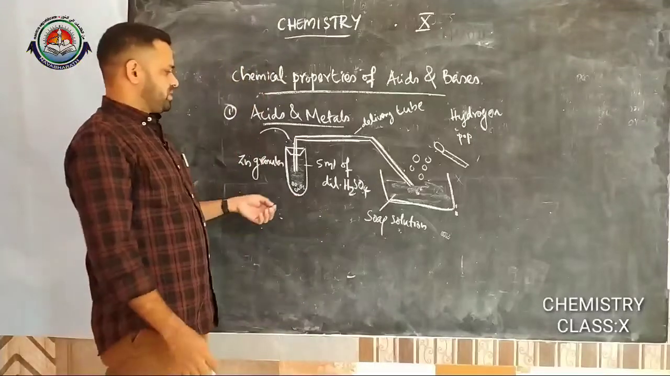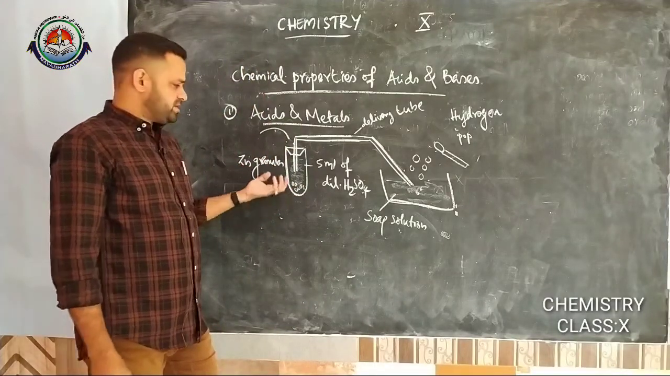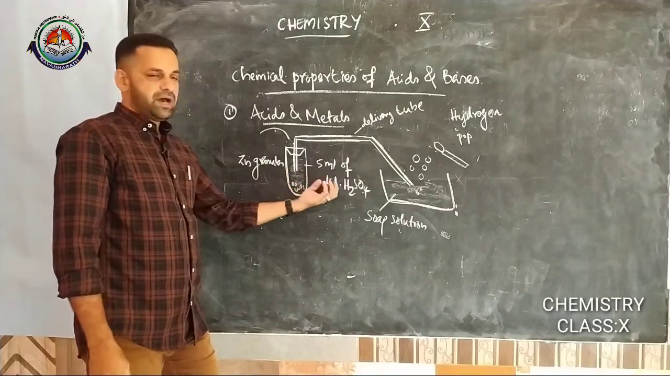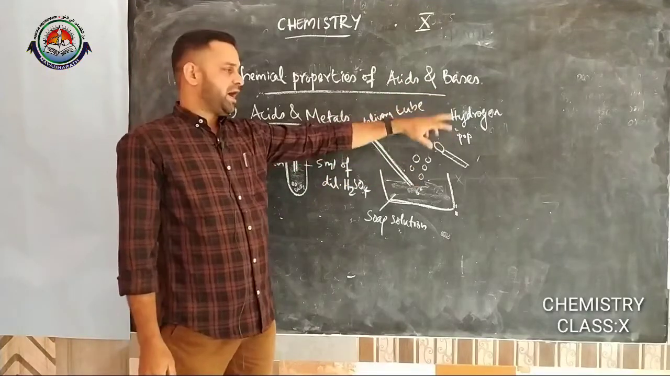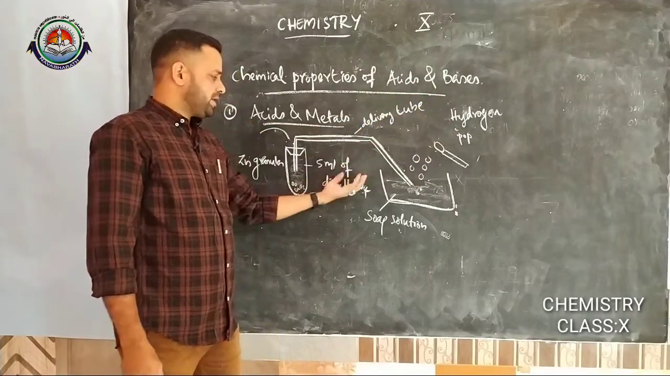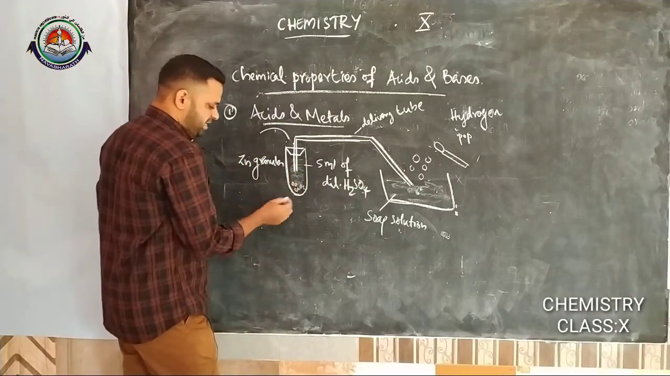So what is happening here? Zinc granules is a metal. Zinc, a metal, reacts with acid. They produce hydrogen gas. Along with hydrogen gas, they also produce a metal salt here in this test tube.